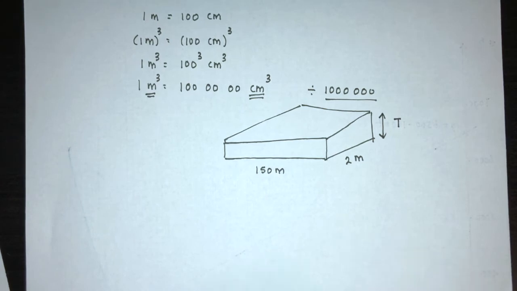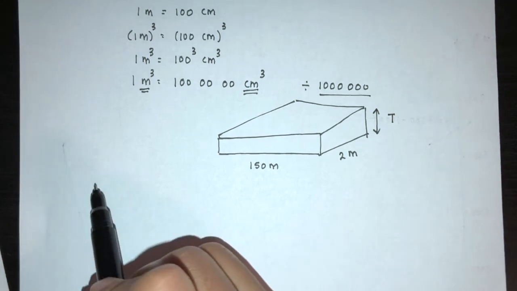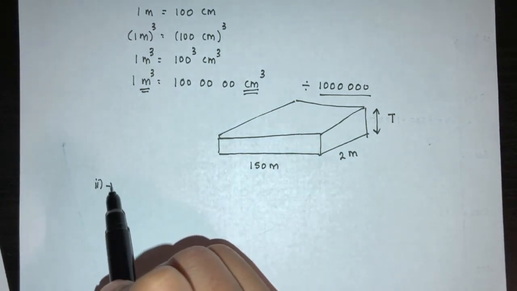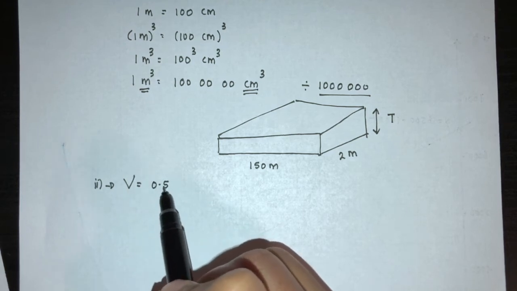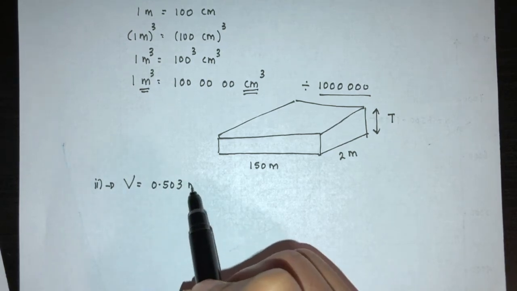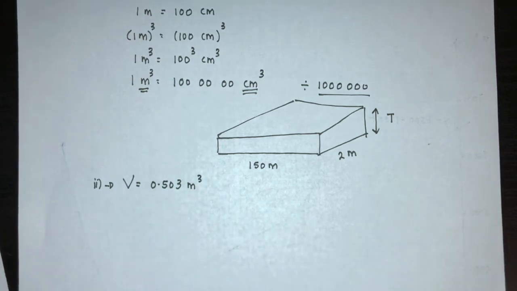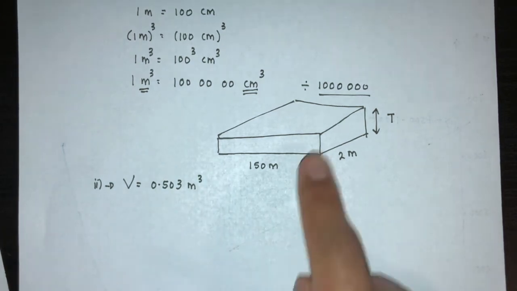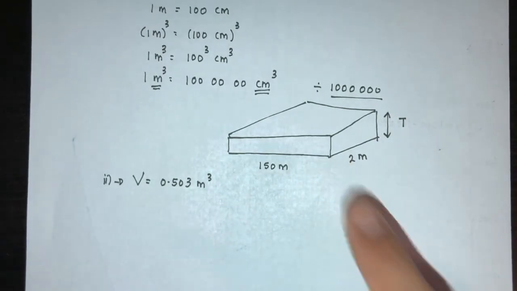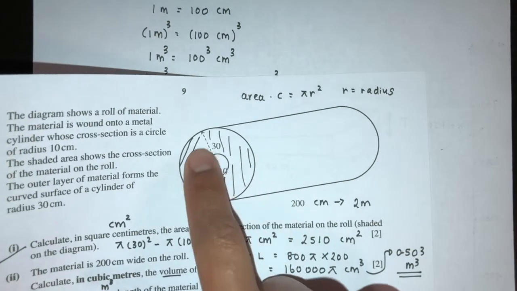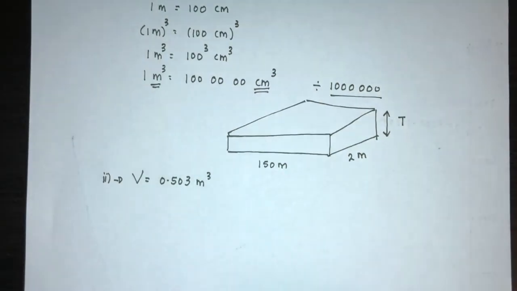So how can you find the thickness? We have to use the previous answer that we know already. From part 2, we know that the volume is equal to 0.503 meters cubed. But how do you find the volume of this shape? Because this is the same as the first one, right? You know that this shape right here is the same shape as this. It was just cut open and then you have this, right?